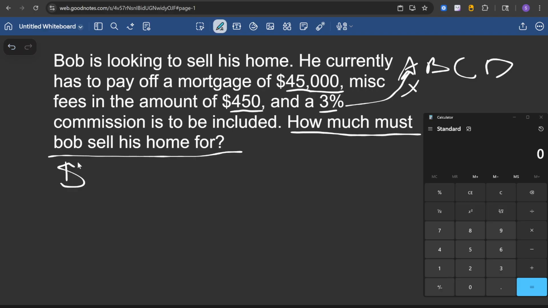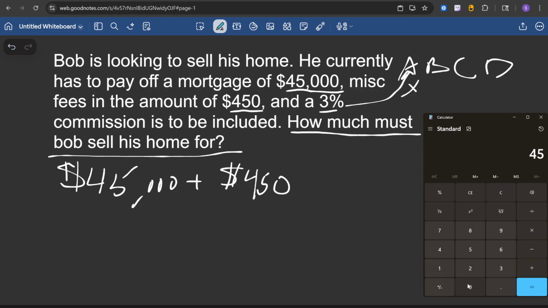The first thing we do is we know that Bob has to pay a $45,000 mortgage. Also, he has to pay $450 in miscellaneous fees. So let's just add those two together. And listen to me. Don't be a hero and do math in your head. Stu always says, don't do the math in your head because you want to make sure you're not doing it too quick and just rushing over things.